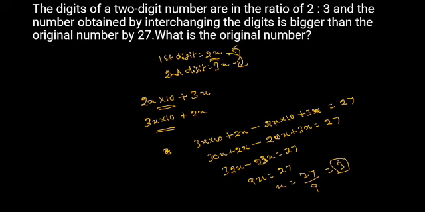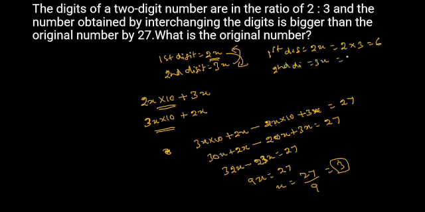It will be 2 into x. The first digit is equal to 2x. So you know what is the value of x. So x value is 3. So 2 into 3 is equal to 6. Now what is the second digit? The second digit has been set as 3x.